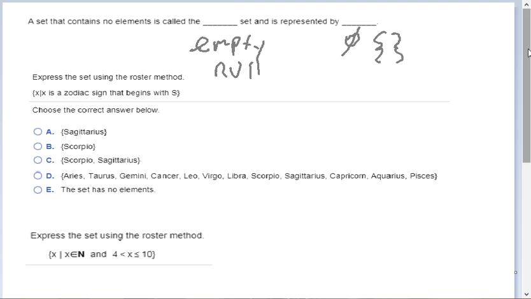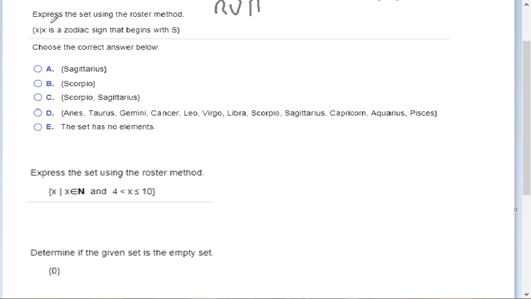Now, if we take a look at this next question, it says, express the set using the roster method. A roster method is a method where you list it out, and here this is called the set builder notation, where you have X and then a line. So X, such that X is a zodiac sign that begins with S. Well, there's two of them. There's Scorpio and Sagittarius. So right here, we're looking at this as being our answer. That's the only one of these that fits the question.